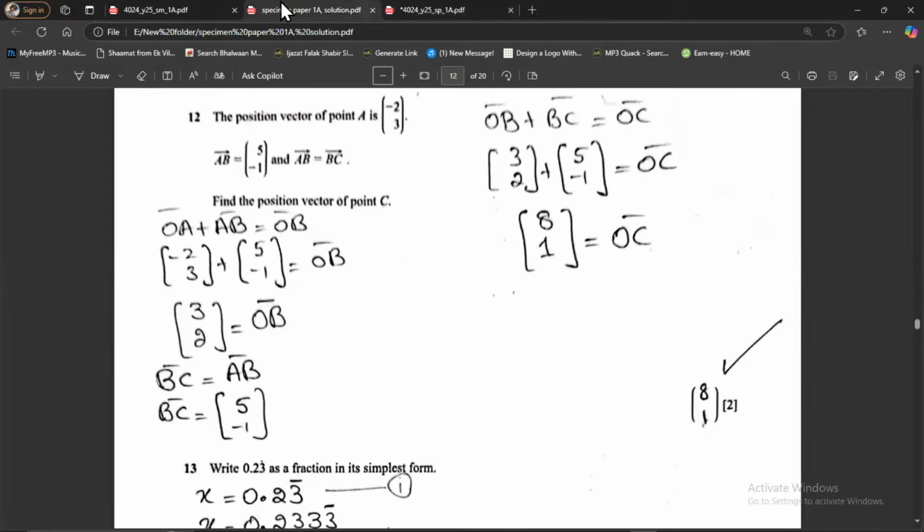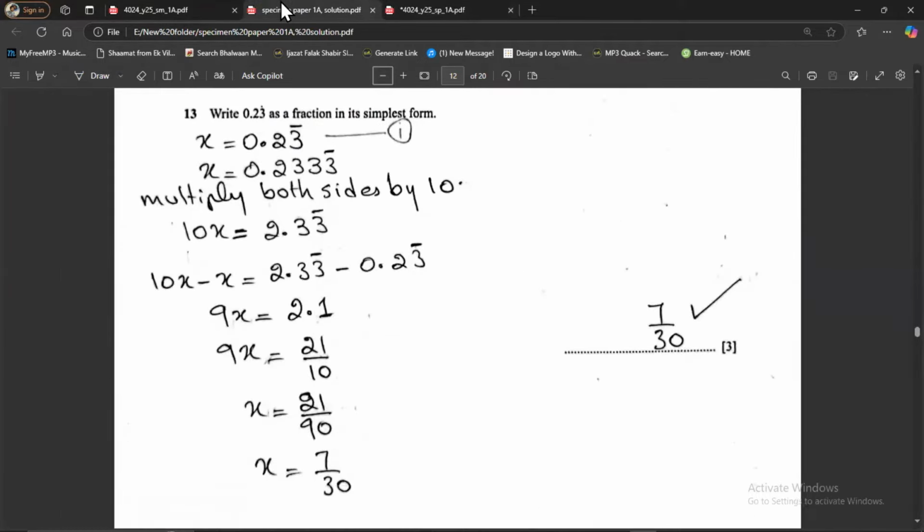The method is very simple, and this is a brand new concept, a style of question which has been introduced in the Cambridge O levels mathematics syllabus. These types of questions are coming in the exams starting from May-June 2025. All the students who are preparing for the May-June 2025 mathematics exam, pay attention to this question. So we have x equals 0.2333333.